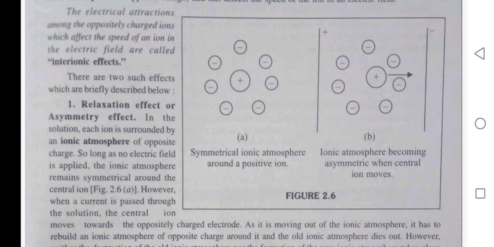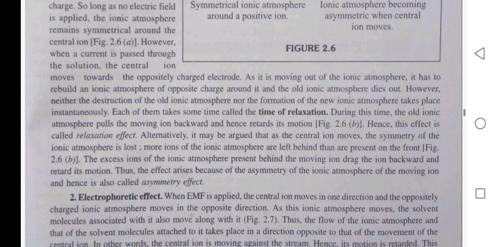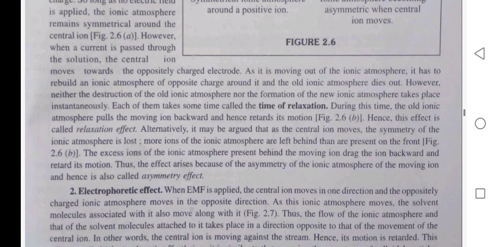In the solution, each ion is surrounded by the ionic atmosphere of opposite charge so long as no field is applied. The ionic atmosphere remains symmetric around the central ion. However, when a current is passed through the solution, the central ion moves toward the oppositely charged electrode. As it is moving out of the ionic atmosphere, it has to rebuild an ionic atmosphere of opposite charge around it, and the old ionic atmosphere dies out.